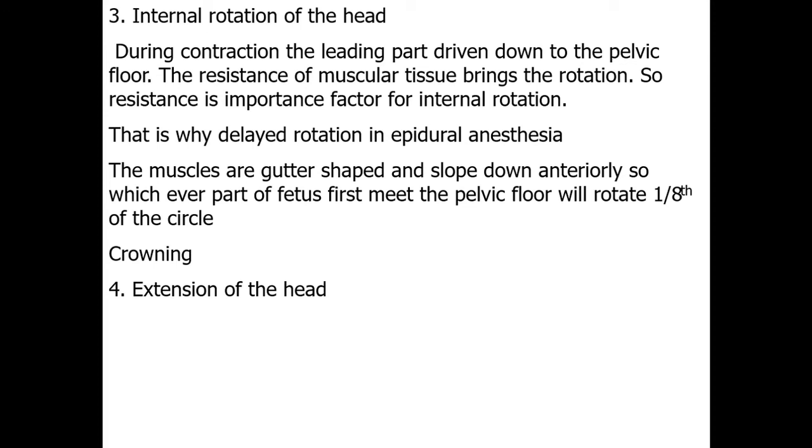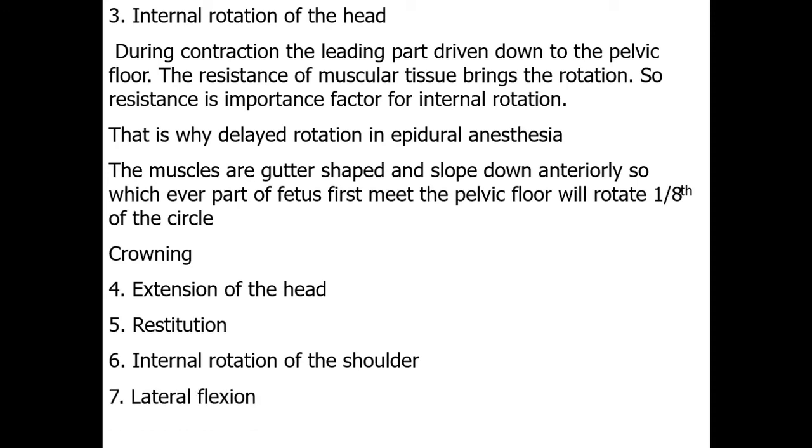Crowning means the hairline is visible at the vulval outlet and the head will no longer recede back after the contraction. Next, extension of the head. The head will be delivered by the movement of extension. The sinciput, face and chin will sweep the perineum. And as per the third principle, whichever part comes out of the pelvis will pivot around the pubic bone. So in this case, there will be a small twist in the neck. Internal rotation of the head of the baby is corrected by a small untwisting movement that is known as restitution. Then internal rotation of the shoulder along with the external rotation of the head happens, and lateral flexion of the body.